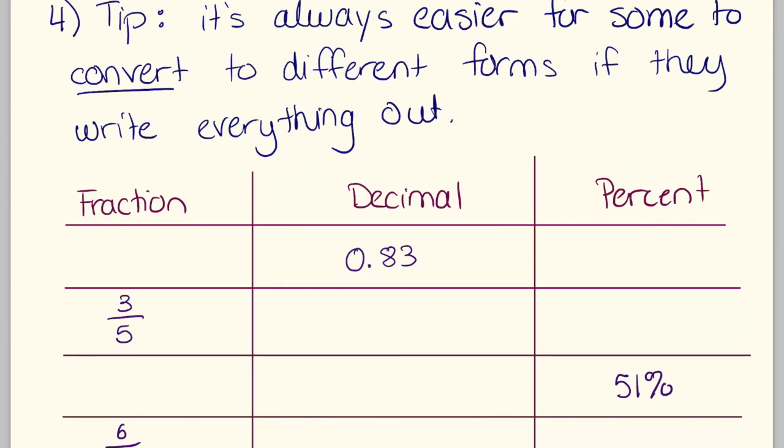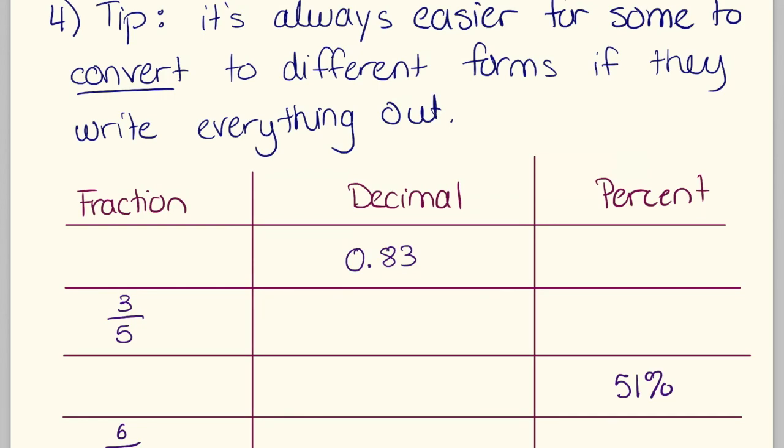But one thing that I really want to talk about is that sometimes it depends on the person, but it's always easier for some to convert to different forms if they just write everything out. Some people are more comfortable converting one way versus the other. And it's also helpful to have everything written out in front of you. So we're going to fill out this beautiful chart that I have here. And as I mentioned at the beginning of this lesson, you could always have a piece of paper or a notebook and do this with me. It's helpful if you do, and then you can have your own little notes.